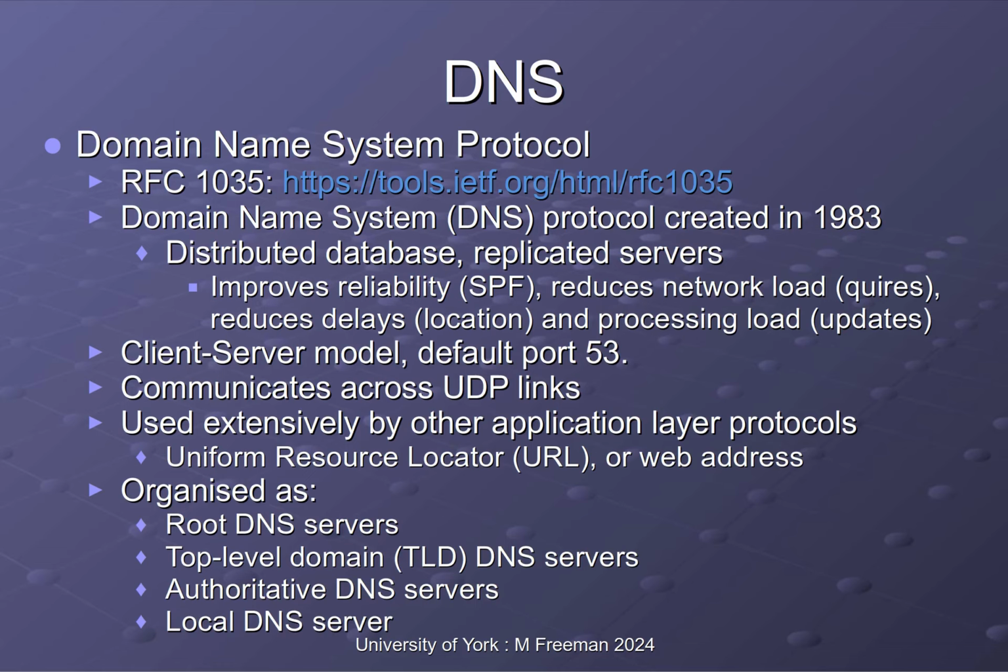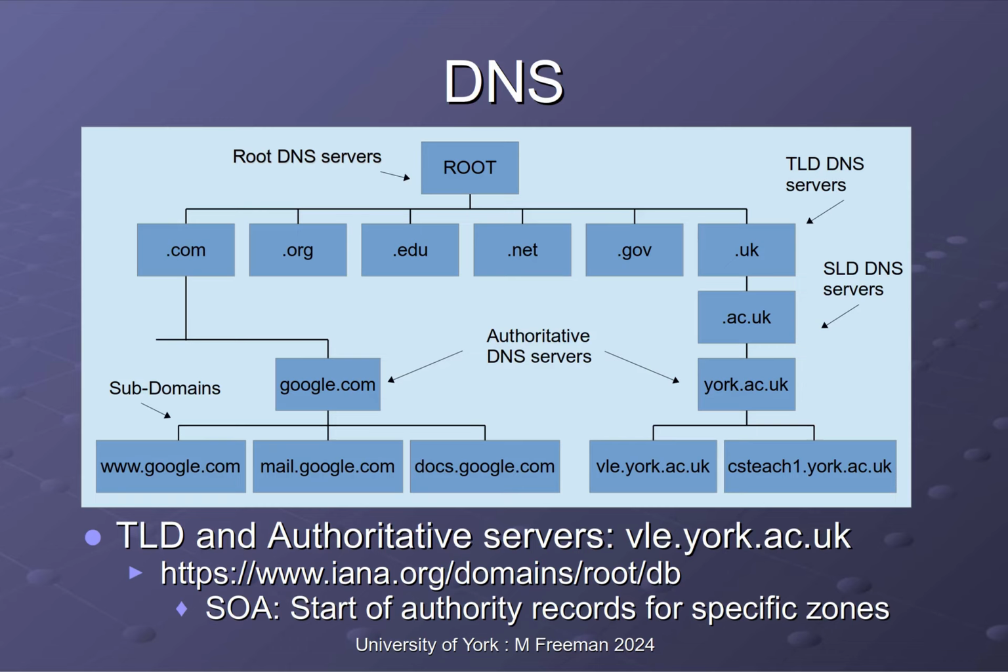So to see that more graphically, I have a diagram of that one. Maintained by ICANN are your root DNS servers. So that's the starting point for any DNS name resolution. Let's say, for example, you're at home and you want to access the machine identified by the fully qualified name vle.york.ac.uk. That request will go to your local DNS server that will then query the root DNS servers.